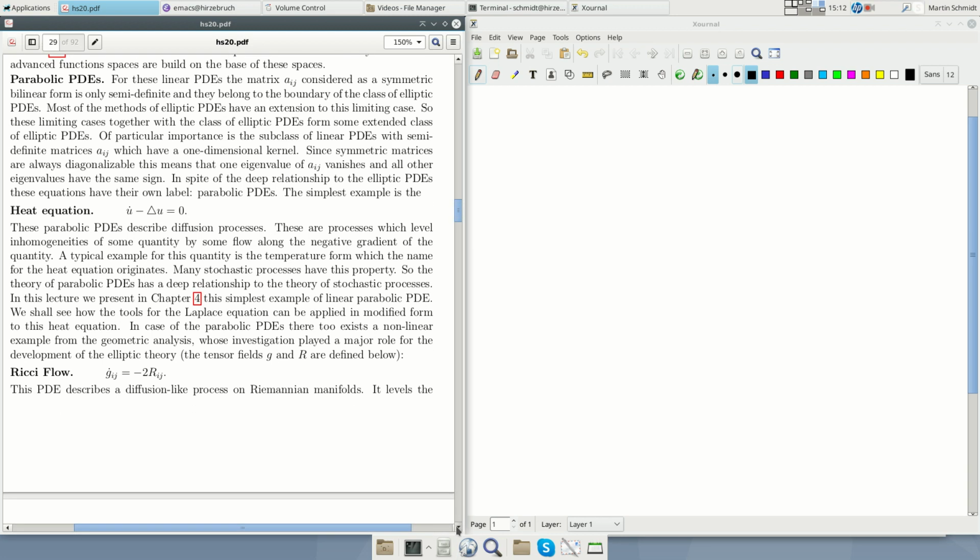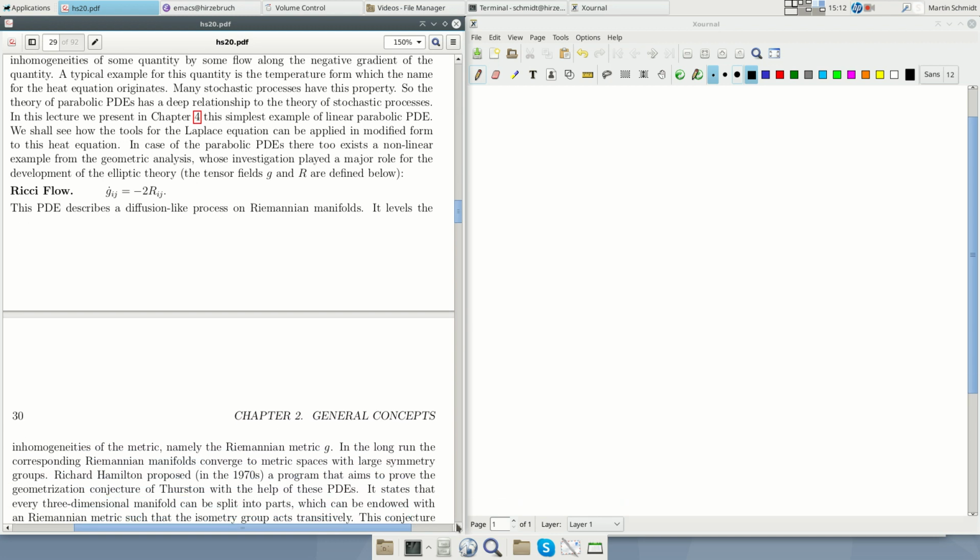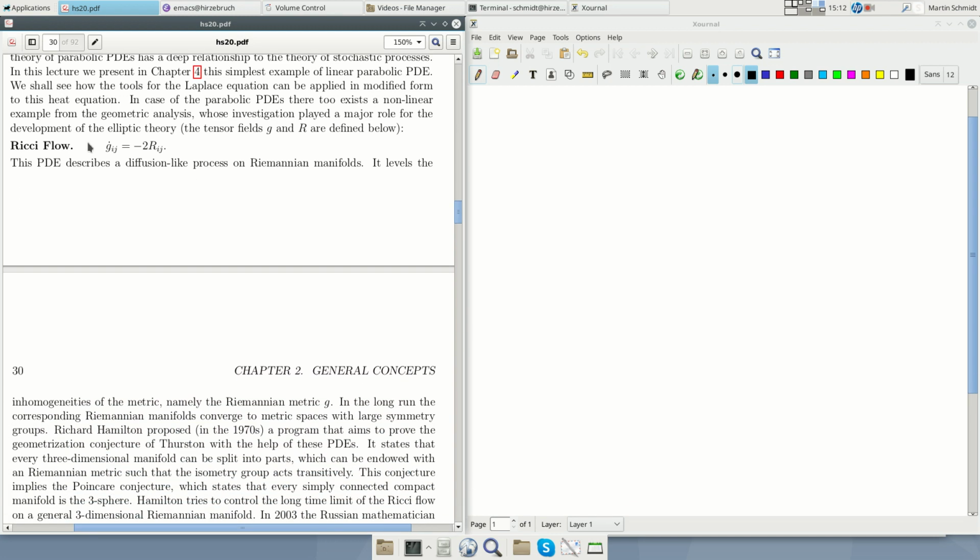There also exists a nonlinear version which played a major role in the development of the theory, and this is the Ricci flow. Richard Hamilton proposed in the 1970s a program that aims to prove the geometrization conjecture. What is this equation about? Here g is the Riemannian metric on a Riemannian manifold, and the right hand side is the Ricci curvature. Below I will define how the Ricci curvature is defined in terms of the Riemannian metric.